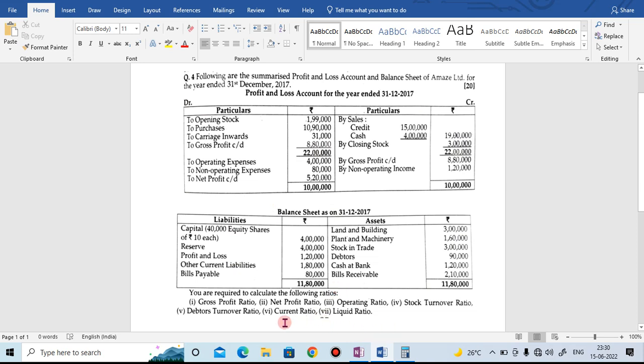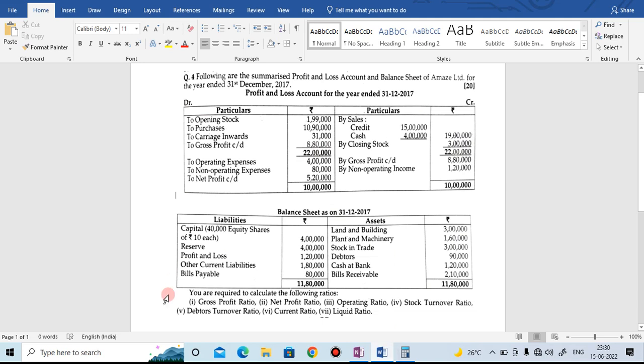Remember, we have to solve a total of 7 ratios. For this you need to know the formulas of these ratios. In my last lecture I solved one example related to this chapter, so you can refer to the last lecture. Now first we have to calculate the gross profit ratio. First is gross profit ratio. So, solution.